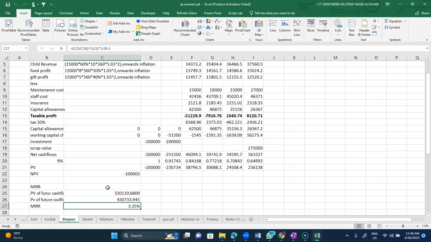Sleep on answer. This answer is right. The book answer is wrong, but this answer is right. Okay, MIRR is positive. Even though the NPV is negative, still the MIRR is positive. Okay, Mudassir, I think you got your answer.